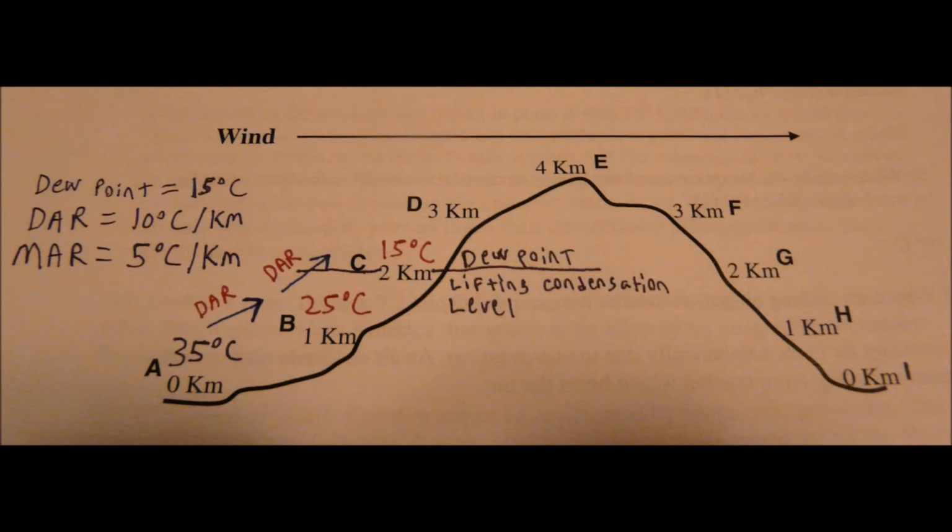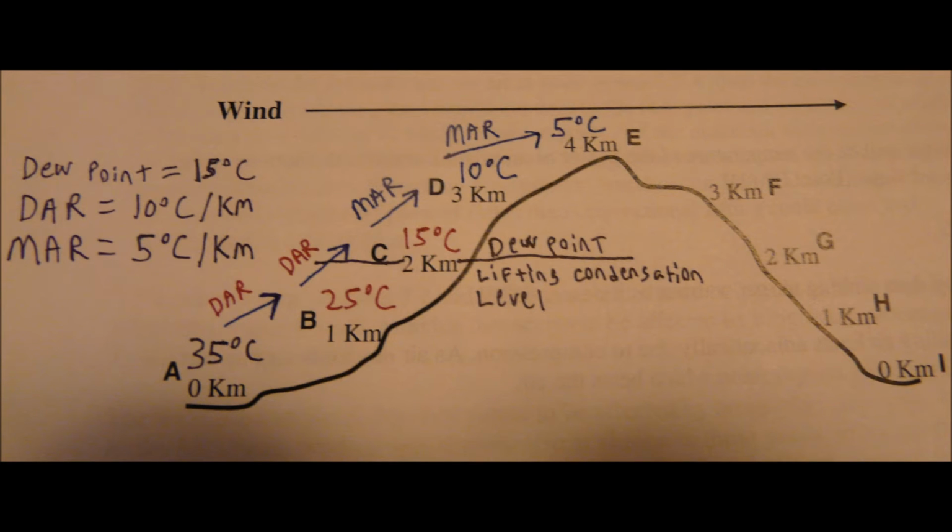Now, as moisture is formed in our air, the air has now become moist, which means as it continues to rise up the mountain, its temperature will decrease at the moist adiabatic rate, which is slower than the dry adiabatic rate. This brings us to the top of our mountain with a temperature of 5 degrees Celsius, so our air has cooled 30 degrees since it has begun its journey up the mountain.